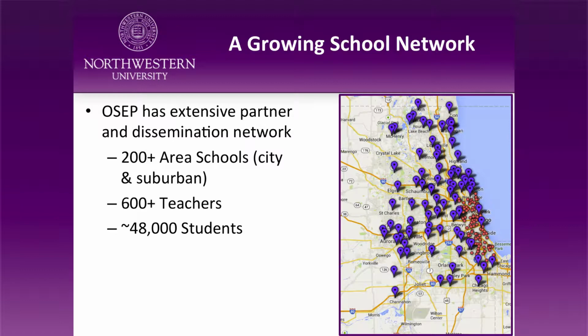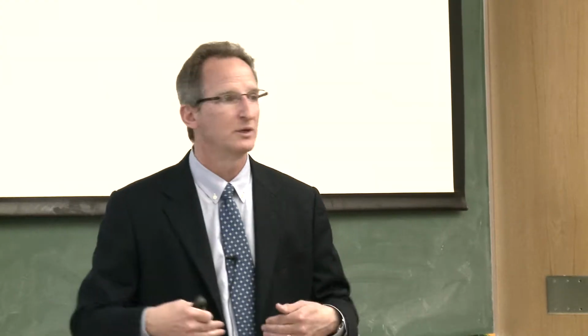This is our partnership network that we've grown over the years. We have somewhere around 200 schools, and about half of those, the red dots, are the City of Chicago schools, and the other ones are outside. Sometimes it matters depending on who we're talking to. And we've reached somewhere in the neighborhood of 600 teachers, and are coming up now on somewhere near 50,000 students that those teachers have themselves impacted, not that we serve directly.